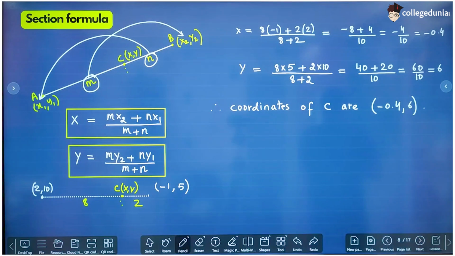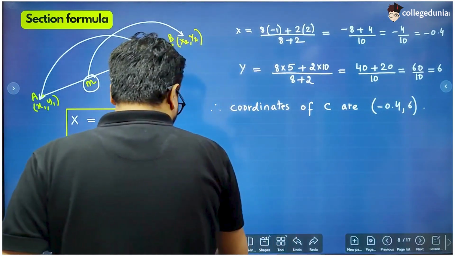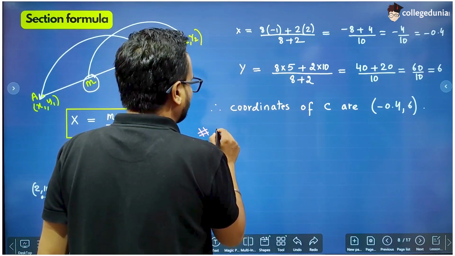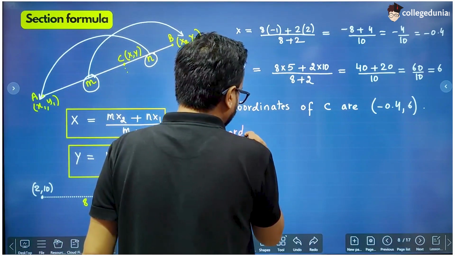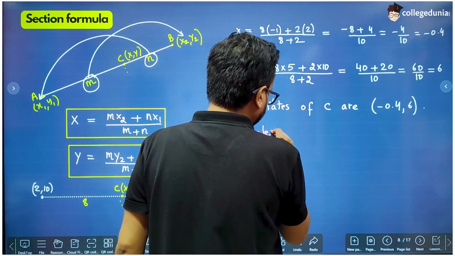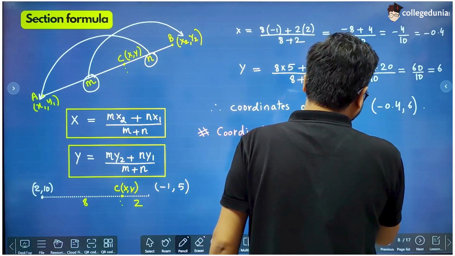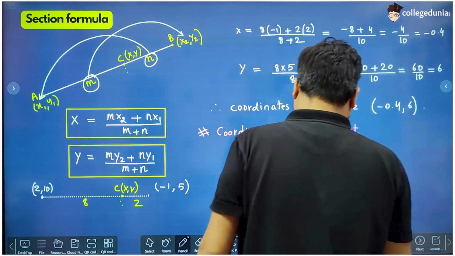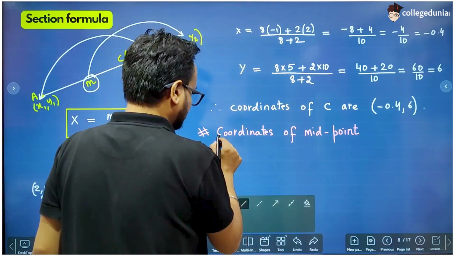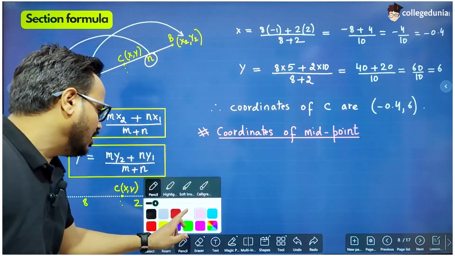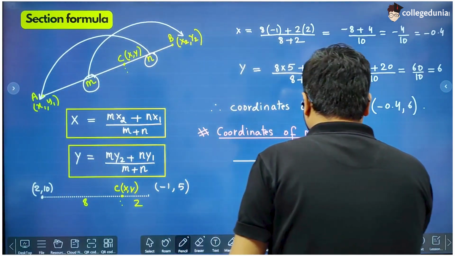So this is how you can use section formula to find the coordinates of any point which is dividing the join of two points in a given ratio. Using this formula, we have two special cases which are very important. First, to find the coordinates of the midpoint.